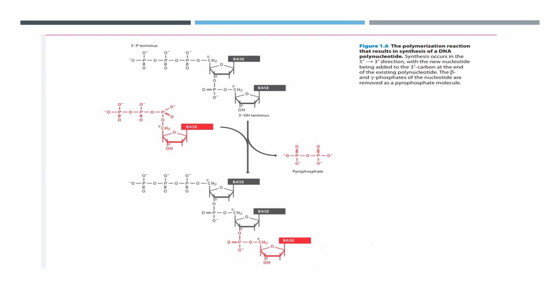The polymerization reaction that results in synthesis of a DNA polynucleotide. Synthesis occurs in the 5' to 3' direction, with the new nucleotide being added to the 3' carbon at the end of the existing polynucleotide. The beta and gamma phosphates of the nucleotide are removed as a pyrophosphate molecule.